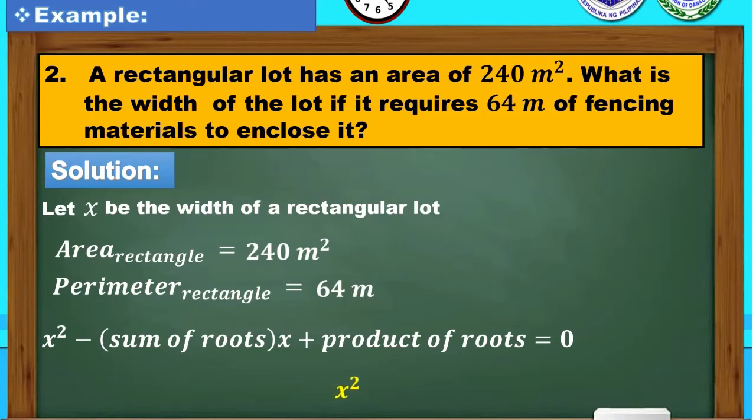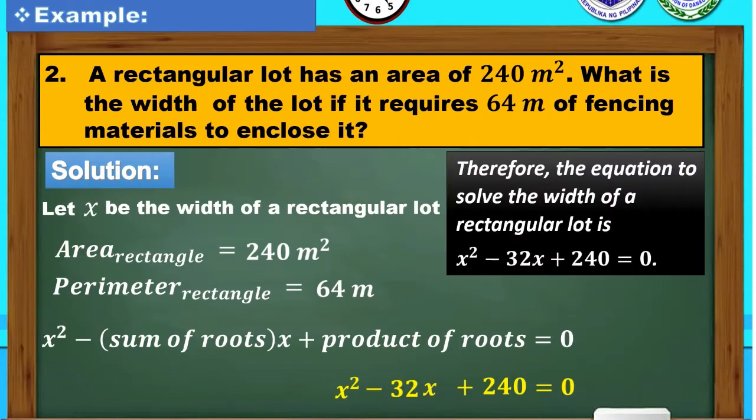Then, the equation is now x squared minus 32x plus 240 equals 0. Therefore, the equation to solve the width of a rectangular lot is x squared minus 32x plus 240 equals 0.